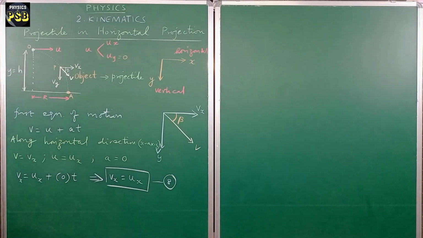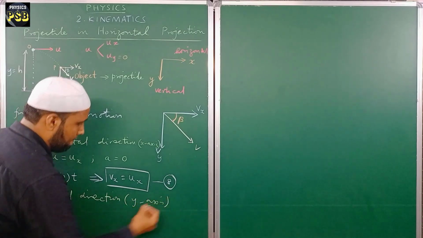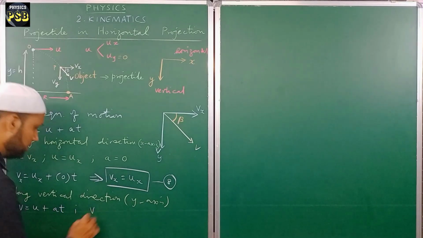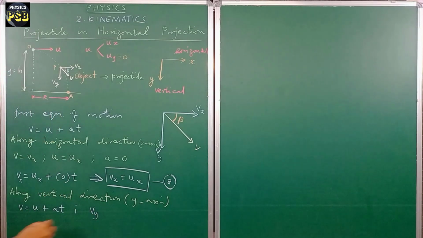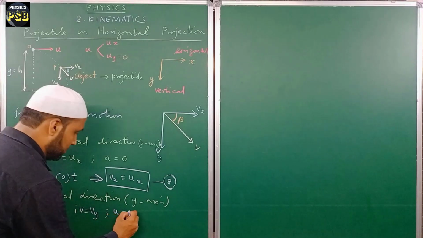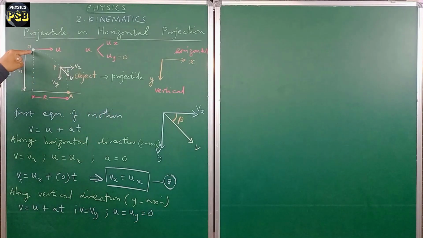So now I will find out the velocity component along the y-axis, along the vertical direction. What is that? Here again I use the first equation of motion, V is equal to U plus AT. Here the velocity component along the y-axis is nothing but Vy and the vertical component of initial velocity is Uy, which is 0, because there is no vertical component along the vertical direction at the beginning.